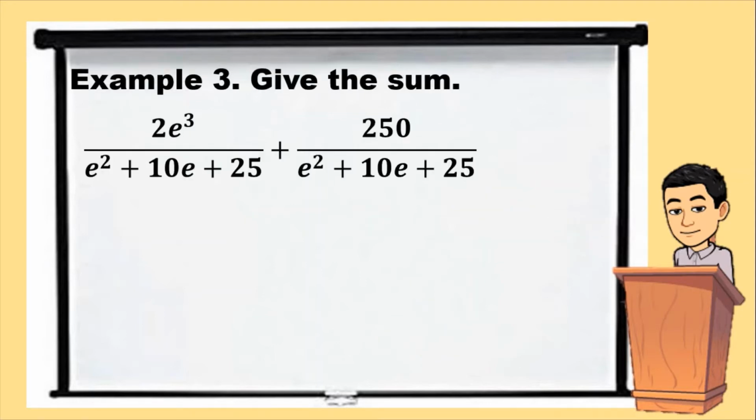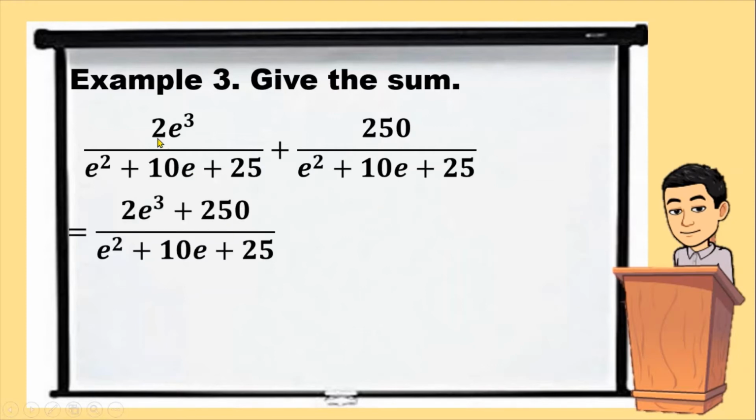For our last example, let's give the sum 2e cubed all over e squared plus 10e plus 25 plus 250 over e squared plus 10e plus 25. Copying the denominator, we write 2e cubed plus 250 for our numerator. Let us simplify our fraction by expressing the numerator and denominator in factored form.